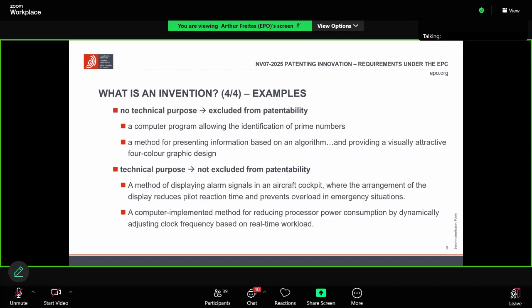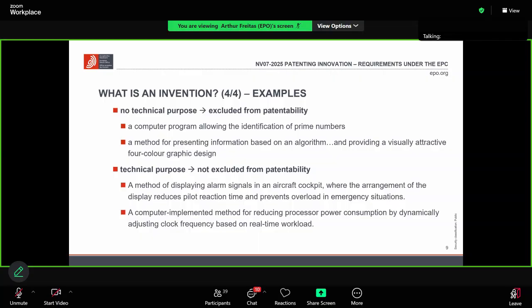Then let's say a method for presenting information based on an algorithm that would provide a visually attractive four-color design. Here again, we're presenting information, four-color design, something subjective. This is not considered to be an invention, right? It's excluded from patentability.